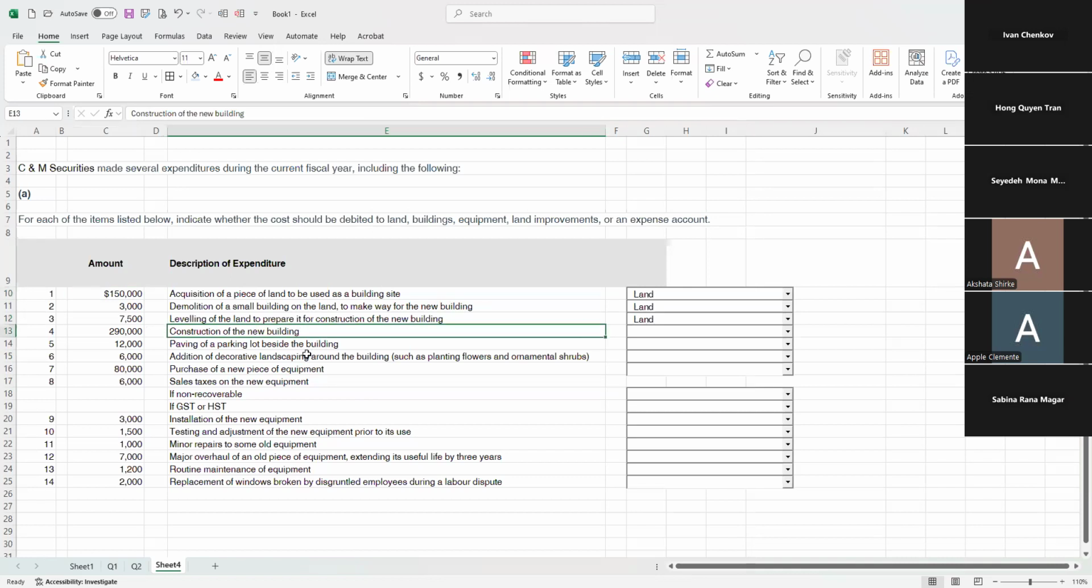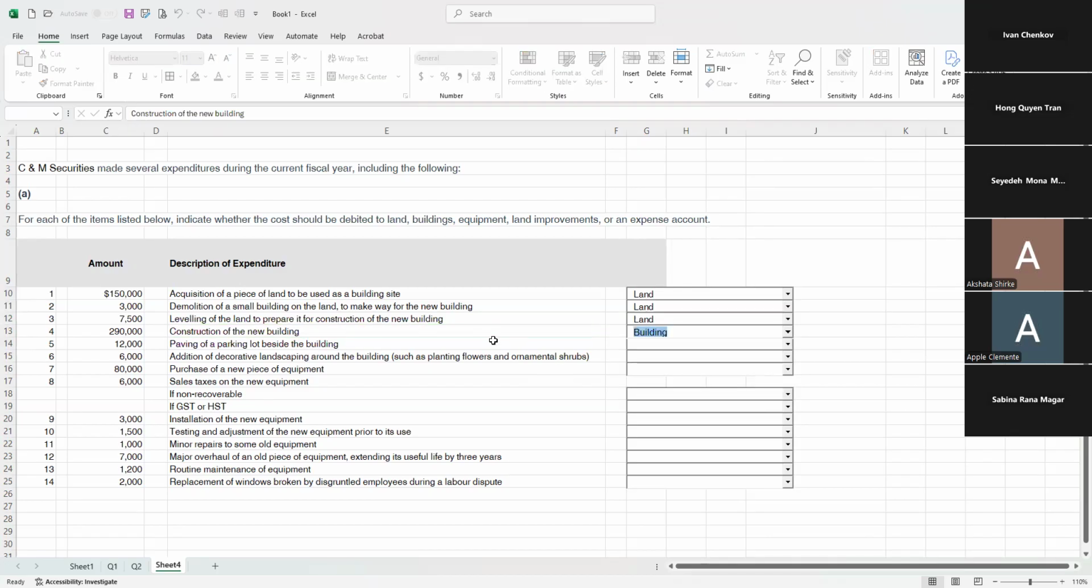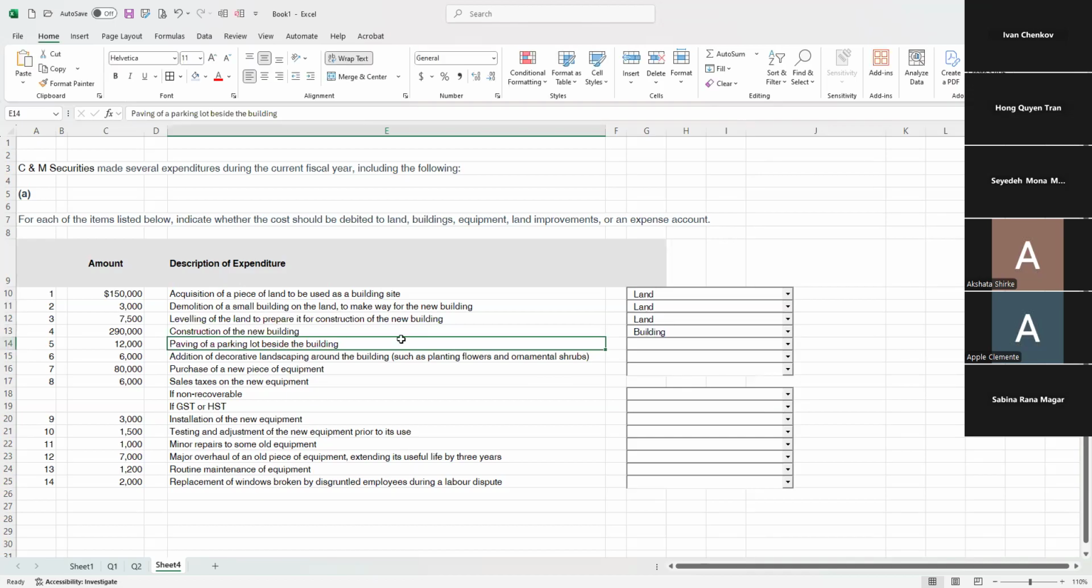Okay, next one. Construction of the new building. What's that? Building. That's a building. No questions about it. Paving of parking lot beside the building. Is this part of the building? Land improvement, right? So improving the land in order to have access to the building. But it's not part of the building. It's not part of the land. It's something different. Land improvement, okay?